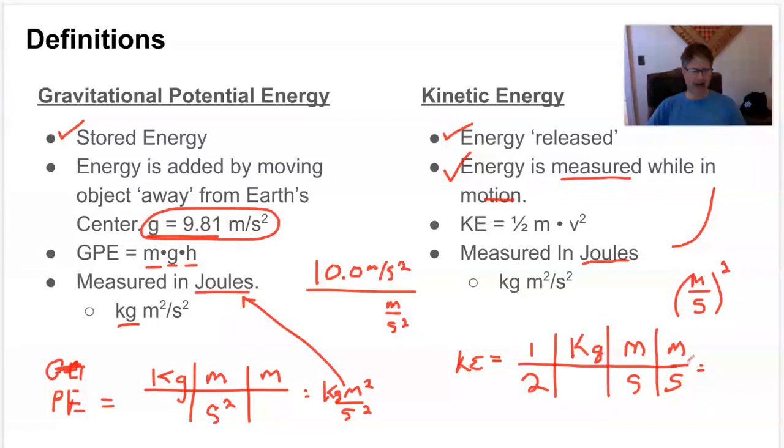And if I work that out, I get kilogram, there, I did it again. So kilogram, m times m, meter squared, divided by, that's my dividing line, second times second is second squared. So the units are identical. They work out exactly the same way. So these derived units of joules work for both kinetic energy and potential energy.